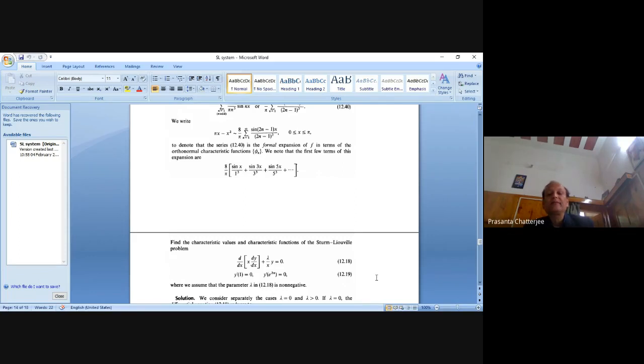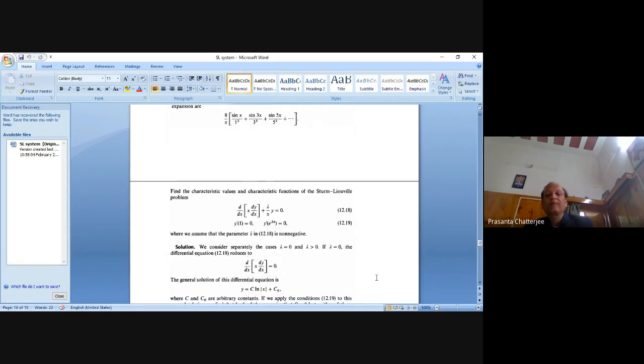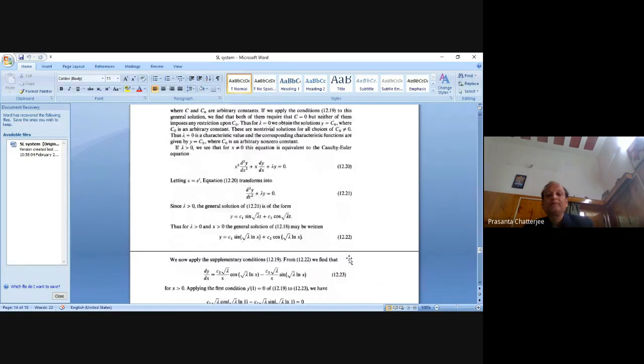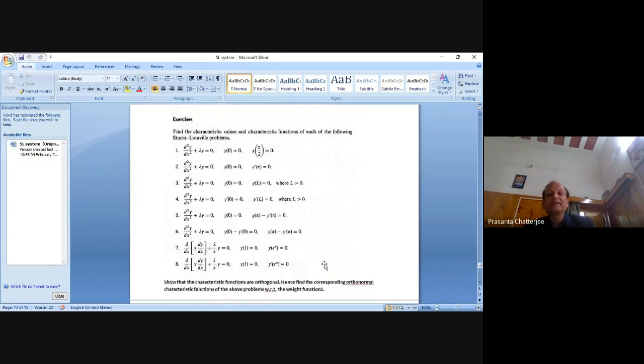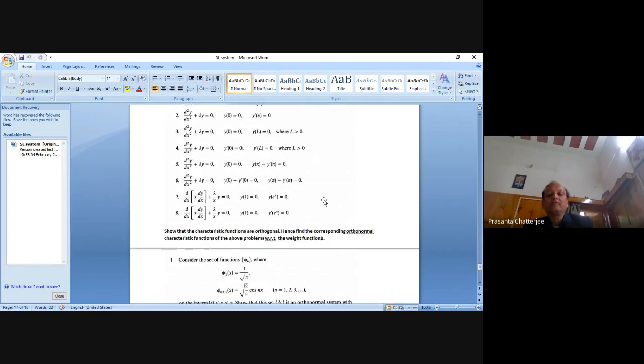You can solve other problems also. And these are the exercises. Please solve them yourself, and if any problem, contact me.